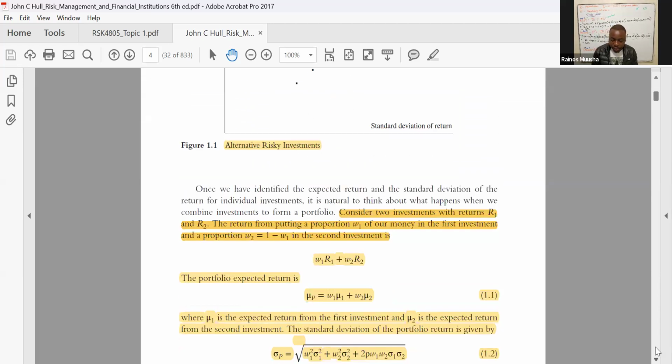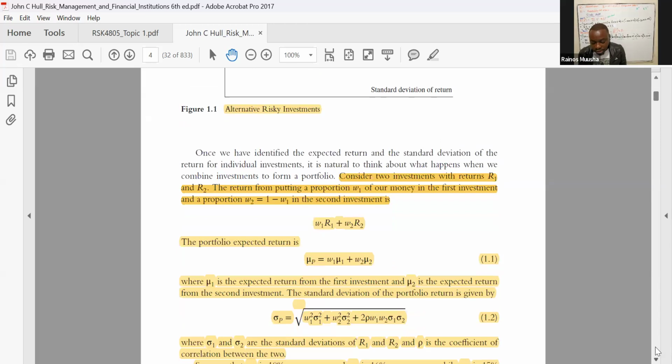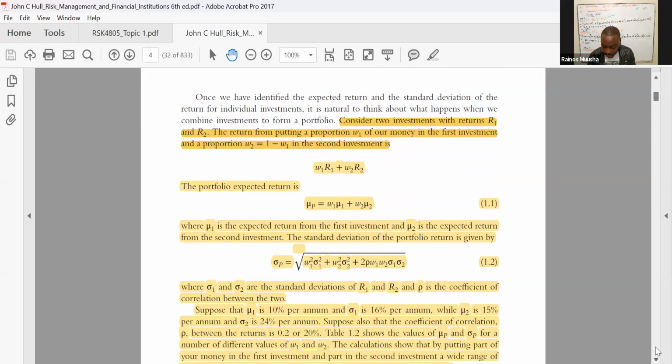Now, when you look at assessing investment opportunities, they say, consider 2 investments with returns R1 and R2. And the return from putting a proportion W1 of your money in the first investment and the proportion W2, which is given as 1 minus W1, in the second investment, is given by that. So which means the expected return of the portfolio is going to be given by that formula, which I'm going to explain. And then the standard deviation of the portfolio is going to be given by that formula, which I'm also going to explain as well.